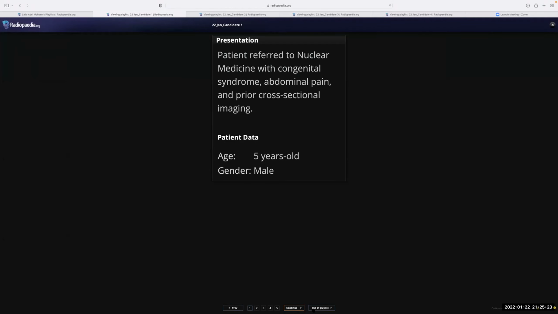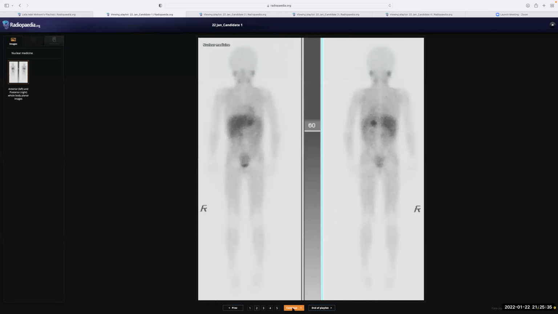A 5-year-old male presenting for nuclear medicine with a congenital syndrome, and prior cross-sectional images. So these are the nuclear scan images of a 5-year-old male who has a known syndrome. Do you have an idea about the type of the scan? Is this a whole body bone scan?